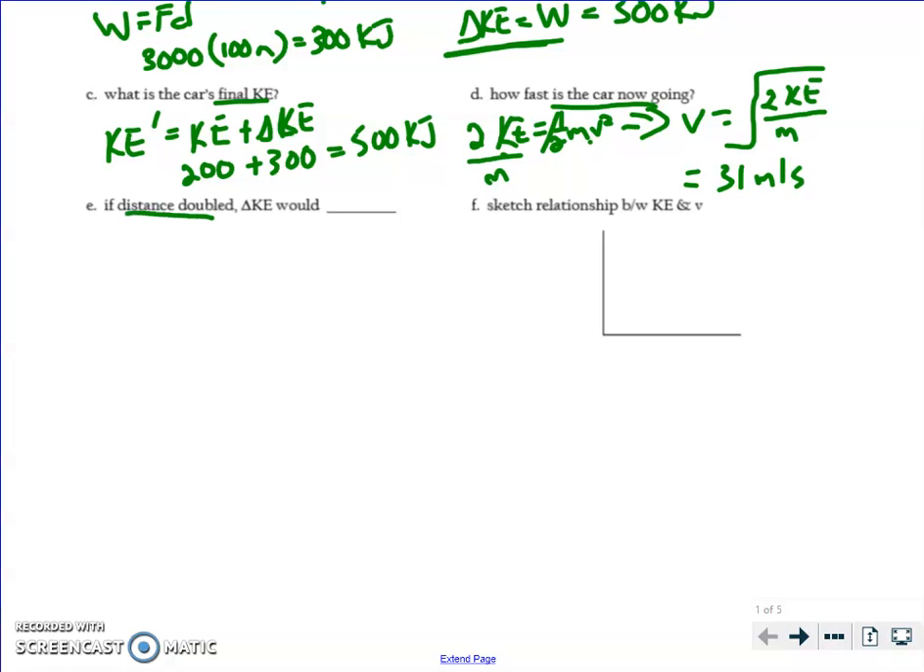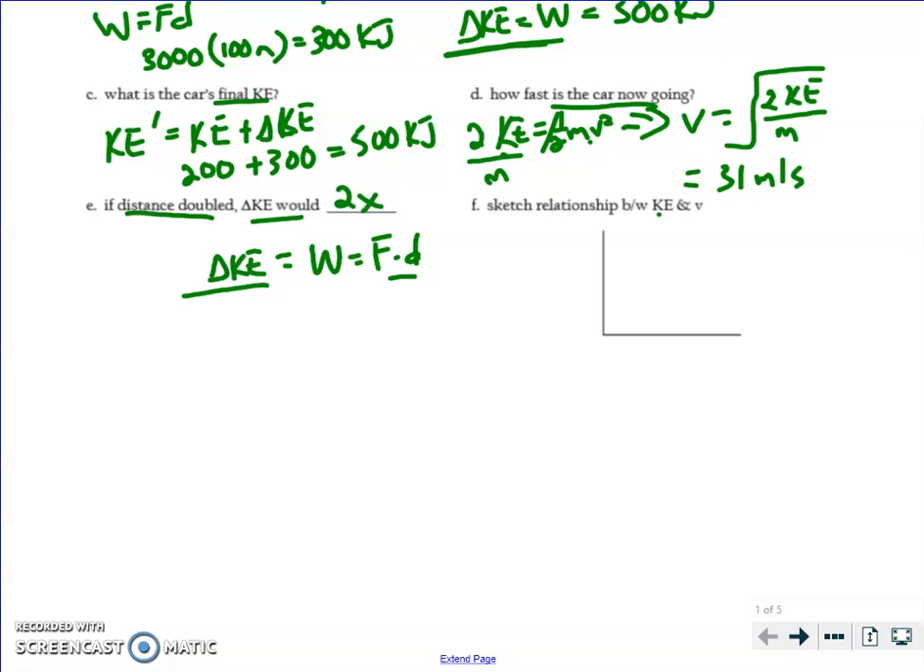If distance was doubled, how would the change in kinetic energy change? So if we're going to do proportions here, we want to find an equation for kinetic energy based on distance. So we're not going to use 1/2 mv squared because it doesn't have distance in it. Well, if you paid attention to one of the earlier problems, that's equal to the work done during the interval, and that's force times distance. So we see that KE is directly proportional to distance, so it's going to be twice.